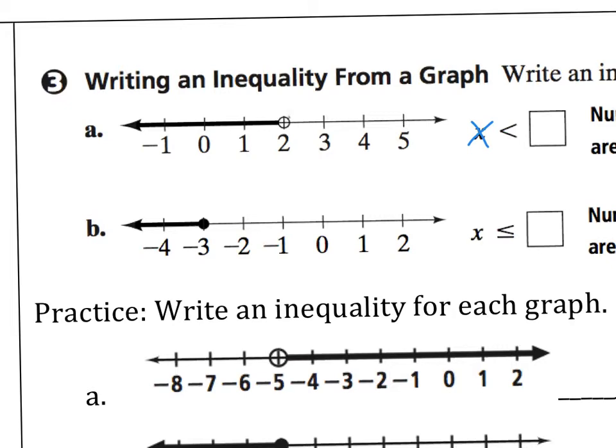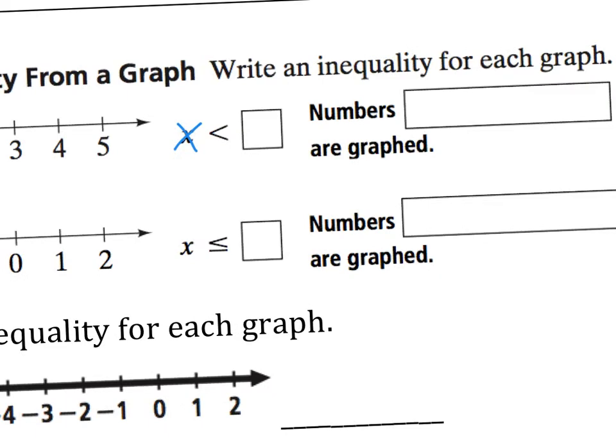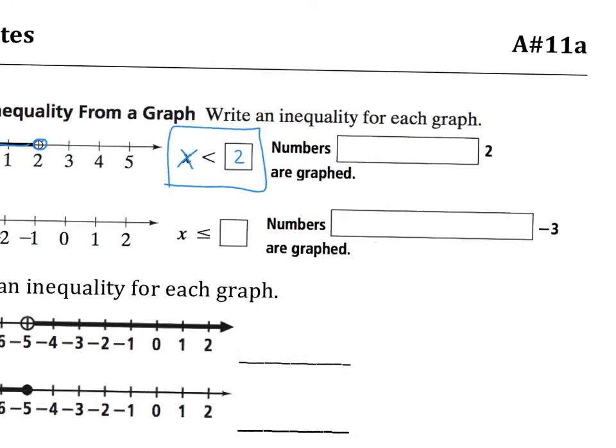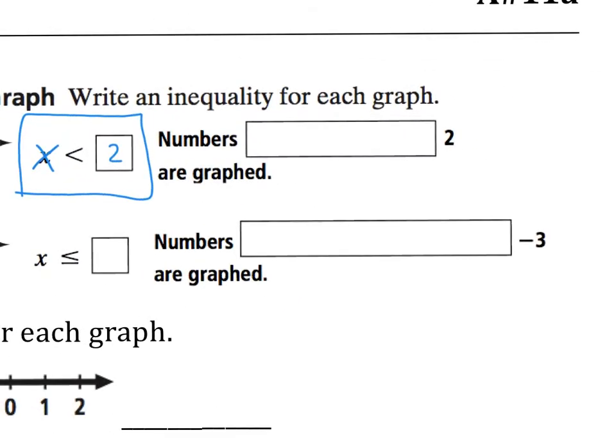Now, we see that it is an open point, so I'm not going to have the equal to, and clearly I'm going in the less than direction. So, x is less than simply 2, and that's it. So my answer would be this: x is less than 2. That's what I'm going to write down. And there's no work to show at all. It's just a quick identification. The numbers less than 2 are graphed. Or you could say to the left of 2 are graphed.